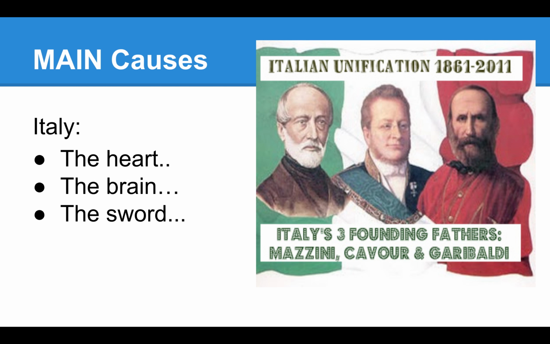Nationalism in Italy is really comprised of these three men. This guy here is Giuseppe Mazzini. He's the heart. This guy is Camillo Cavour. He is the brain. And this man here with his red shirts is Giuseppe Garibaldi, the sword. It takes three men plus King Victor Emmanuel II to unify Italy, to push out the Austrians, and to really manipulate the French as well. And once Italy is unified, it is no longer a geographic expression. It is now a whole country unified under the Italian flag.